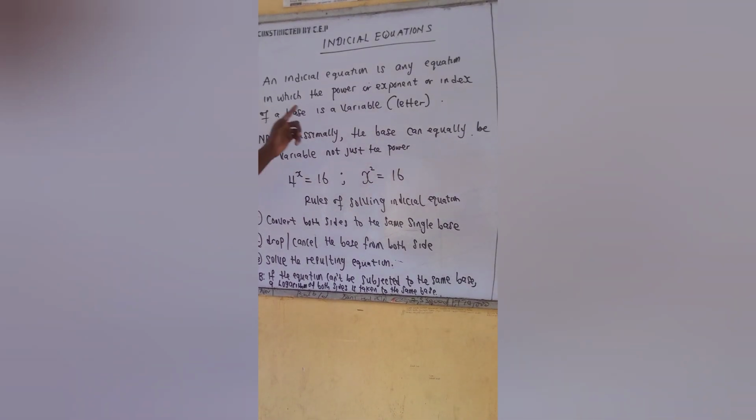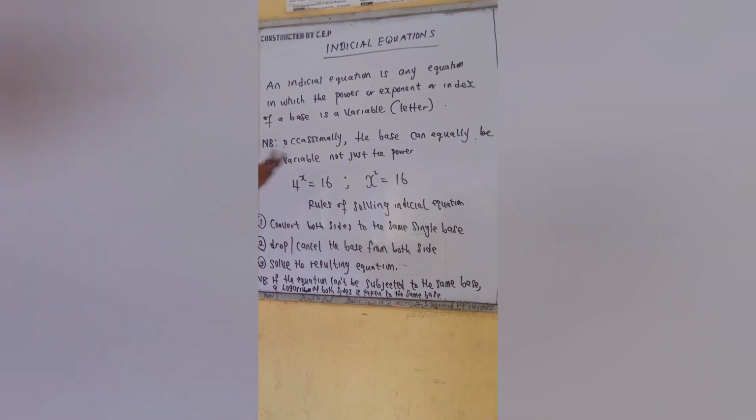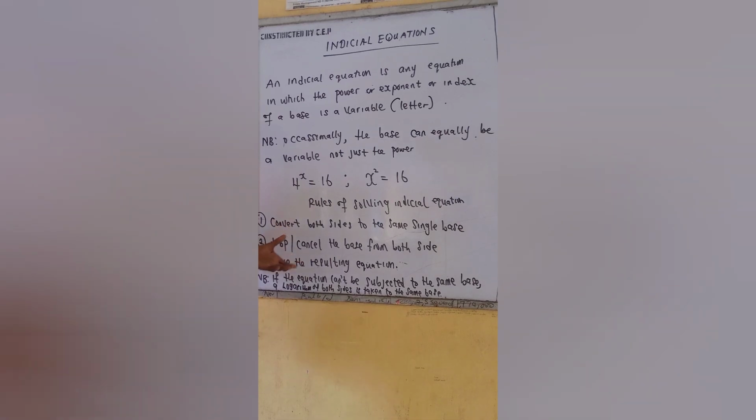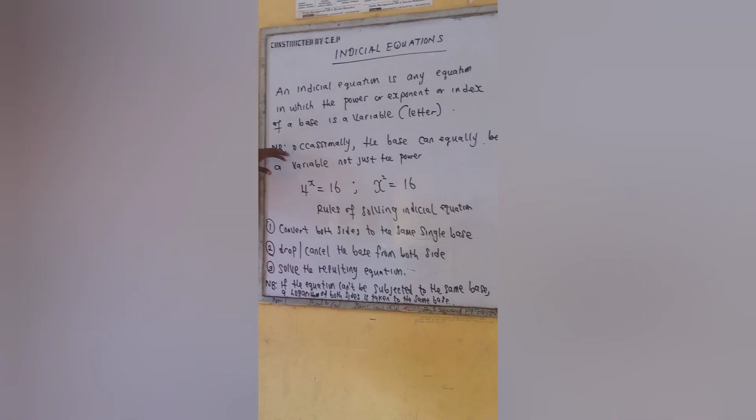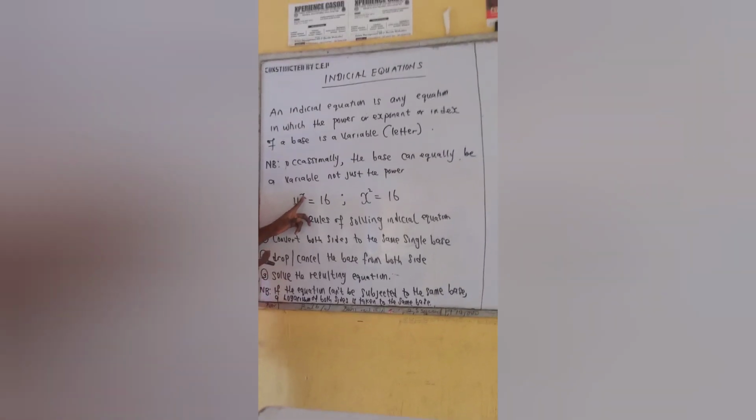First of all, an initial equation is any equation in which the power, exponent, or index of the base is a variable, a letter or alphabet. Occasionally, the base can equally be a variable, not just the power. As you can see here, this is the base and this is the power. The power is a variable. Here, the base is a variable. So in either case, it is called an initial equation.